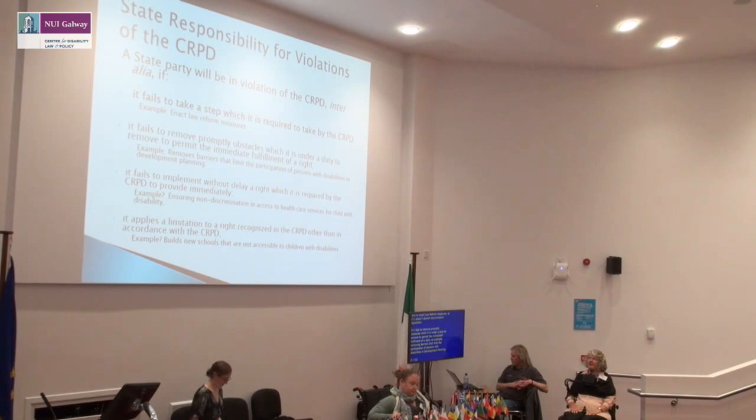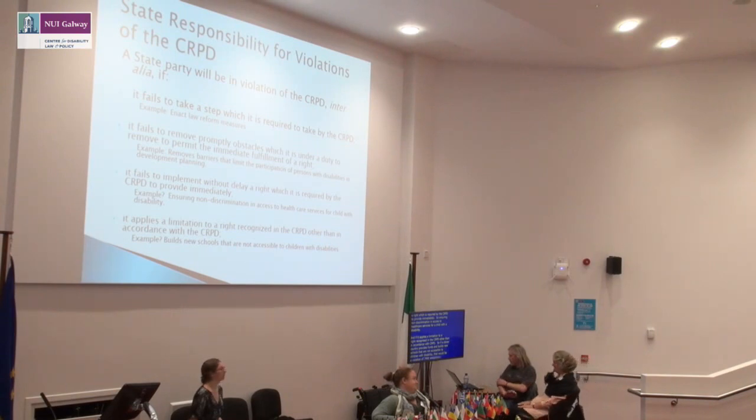If it fails to implement without delay a right which is required by the CRPD to provide immediately. So ensuring non-discrimination in access to healthcare services for a child with a disability. And if it applies a limitation to a right recognised in the CRPD other than in accordance with CRPD. So, if a donor country provides funds to and builds new schools that are not accessible to children with disability, that would be a violation of its CRPD obligations.